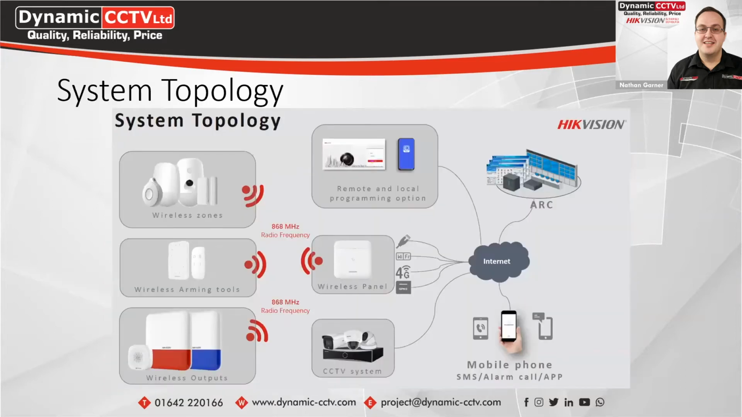Generally with the system topology, when you're using the AX alarm system, you have your different wireless zones. These could be your door contacts, your emergency button, PIR cam, a standard detector, as well as your wireless key fobs, wireless keypad for coded entries, and then the wireless outputs, which would be your external sounder with the light, as well as the internal sounders, which are all wireless to the system. That all links back to the main wireless panel, which would be a hub using 868 megahertz radio frequency.